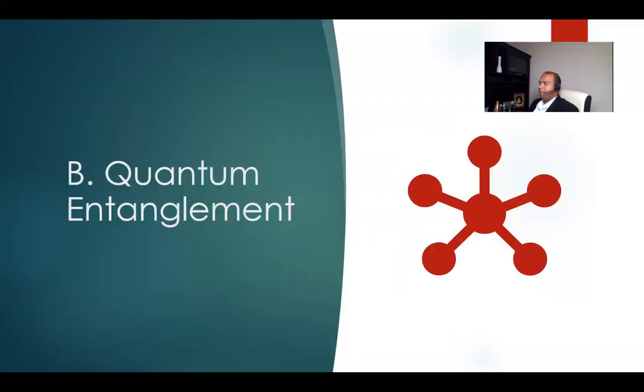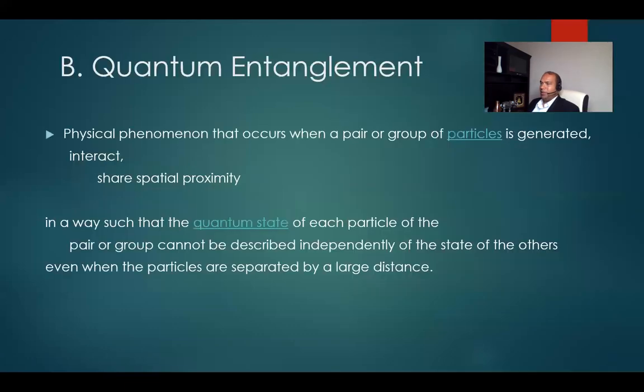So that's quantum superposition. Now this is a very interesting topic, entanglement. What is called quantum entanglement? Let me just go through the physical definitions before we go to some pictures and slides. It is a physical phenomenon that occurs when a pair or a group of particles is generated.